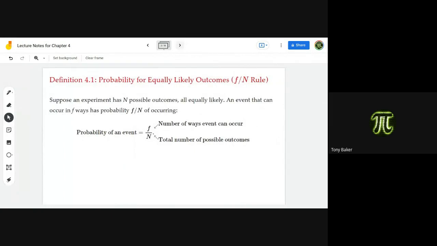All right. First thing, the probability. This is literally the most basic probability you can get. When we're talking about probability, we're basically talking about the number of ways an event can occur divided by the total number of possible outcomes.